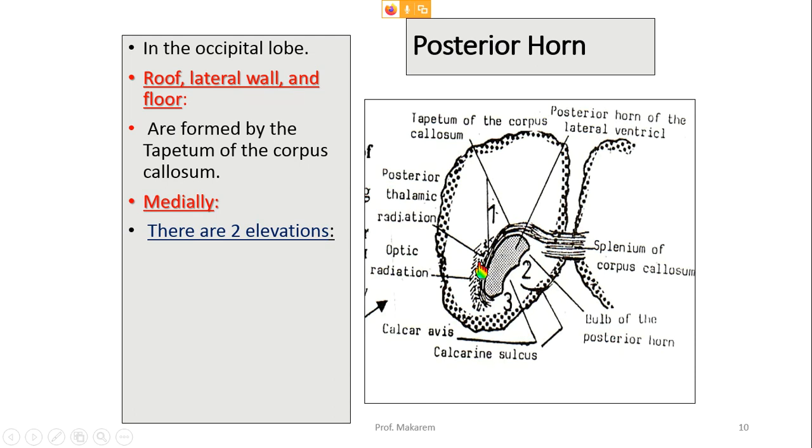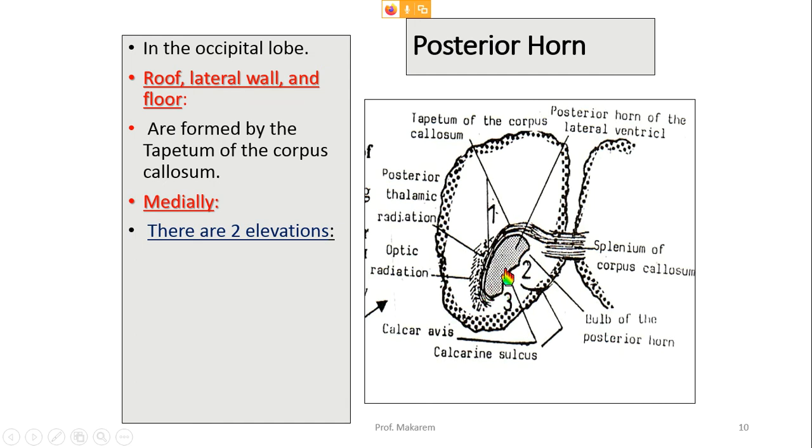Here we can identify the fibers of optic radiation. These fibers of optic radiation pass along this surface, separated by the tapetum of corpus callosum. Then we can identify that the medial wall and the floor of the posterior horn are continuous, whereas the roof and lateral wall are continuous.